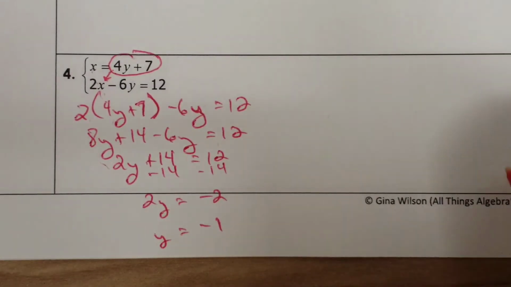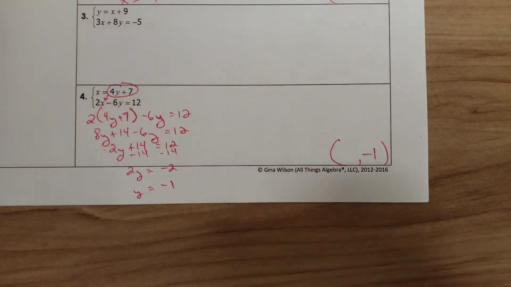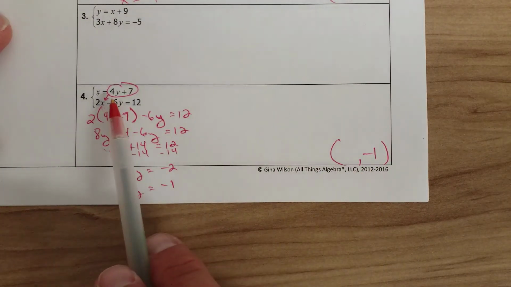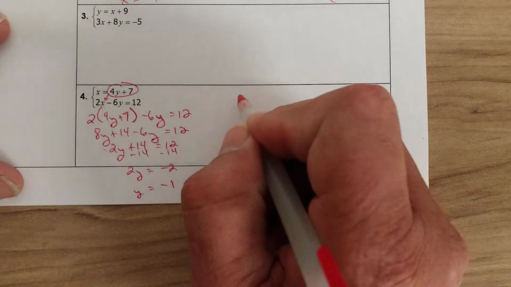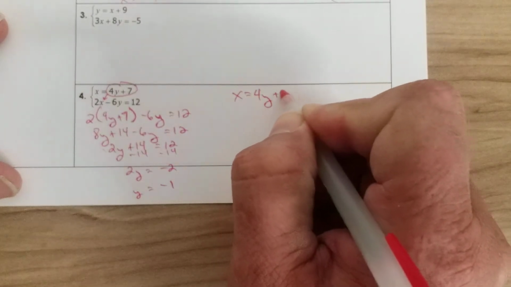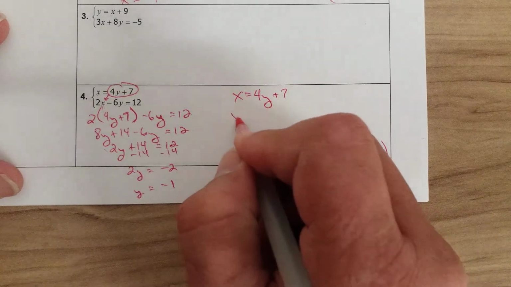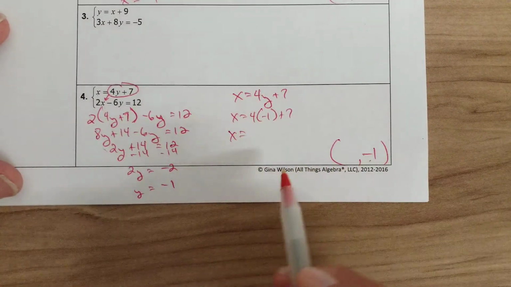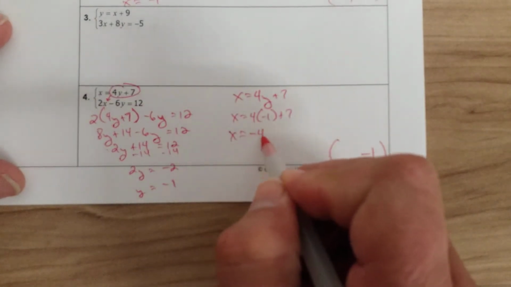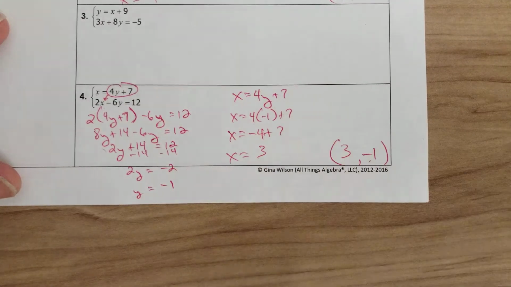Now what I have found this time is my y number, not my x number. But I can go back and plug this number in for y into either equation. For this last step, you can use either one, whichever one looks easier. And I believe this one is easier. So since y is -1, I can just replace that with -1. And this will help me solve for x. 4 times -1 is -4, and then plus 7. -4 plus 7 is 3. And there's my solution. Last one.